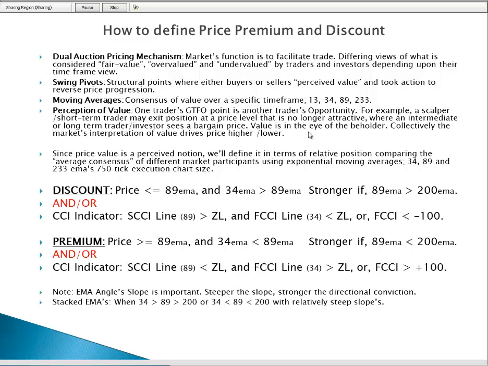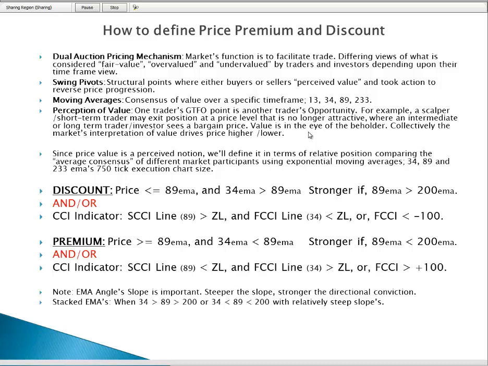All right, so let's take a look at what the hard definition is of premium and discount. Simply follow along with this here, more of a slight mathematical formula, but nothing too complicated. A discount is defined, and again, these are defined as trending or directional conditions, as a price less than or equal to the 89 EMA. Again, these are all EMAs. And the 34 is above the 89 EMA.